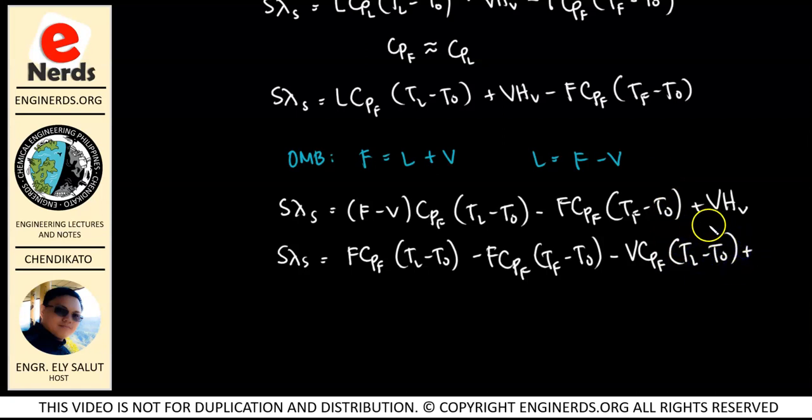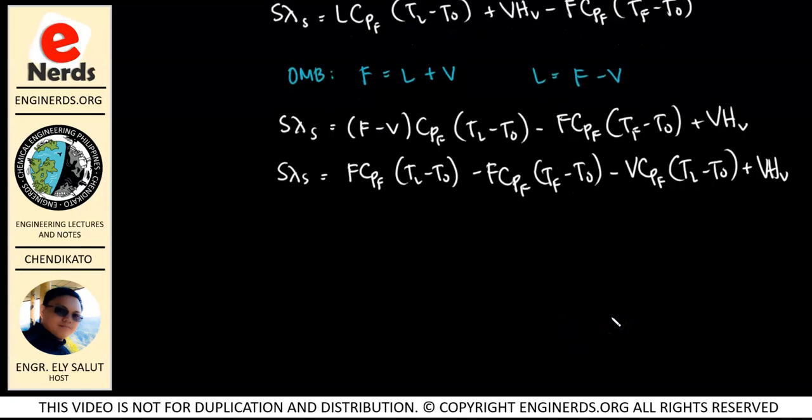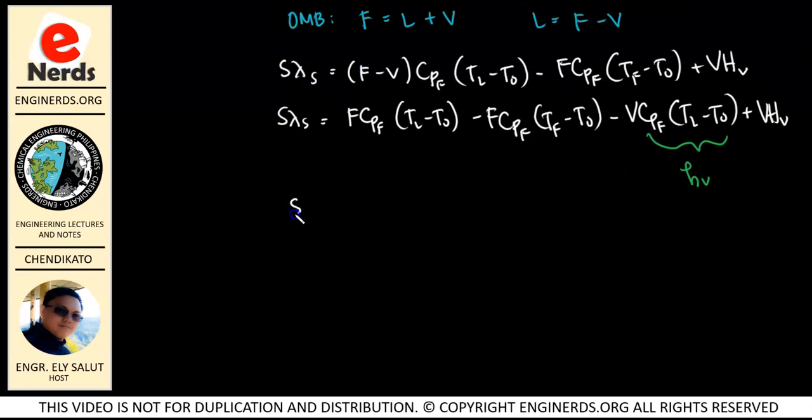Then, plus VHV. Okay? Now, we have our CPF TL minus TO here. Okay, this is our enthalpy sa ating vapor, no? And since our vapor is in gaseous state, this is also equal to HV, no? Since this is in gaseous form, this will be HV. Now, we will have S lambda S is equal to, I'm going to factor out itong FCPF.